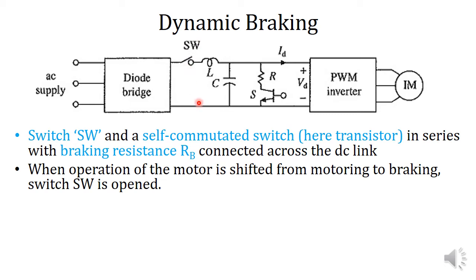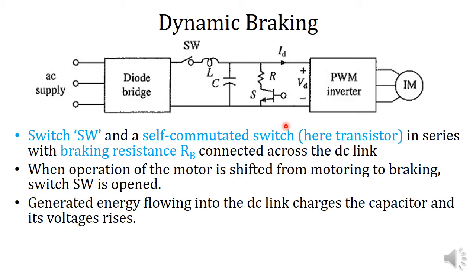At the same time, the generated energy flowing into the DC link charges the capacitor and its voltage rises. That means when the switch SW is opened, then the circuit consists of the PWM inverter, the resistance and the switch, and the capacitance. The rest of the portion will be disconnected or eliminated from the circuit.